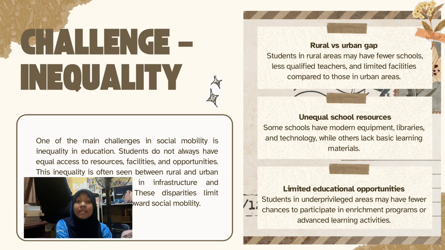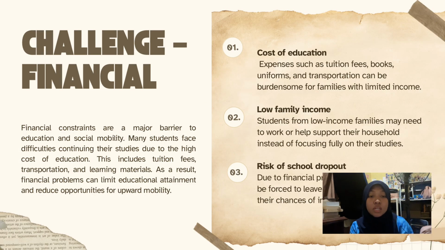Next is limited educational opportunities. So students in underprivileged areas may have fewer chances to participate in enrichment programs or advanced learning activities. So moving on, we also have the challenges in financial. So, financial constraints are a major barrier to education and social mobility.